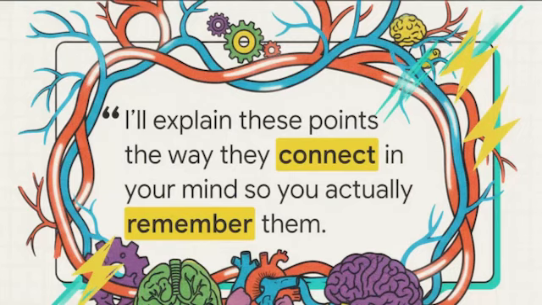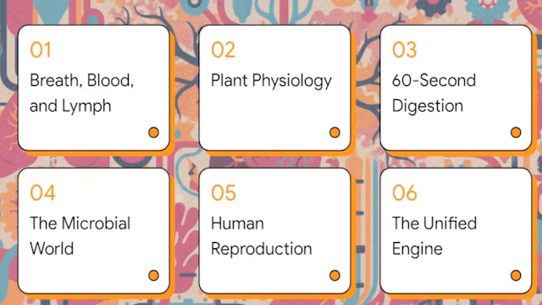We are embarking on a power-packed, one-shot journey through the absolute most critical systems of physiology. As our source material beautifully states, I'll explain these points the way they connect in your mind so you actually remember them. We're definitely going to be moving at lightning speed here, but don't worry, we're making sure every single piece clicks together perfectly. So, here's our roadmap for today. We're covering breath, blood, and lymph, plant physiology, a 60-second digestion challenge, the microbial world, human reproduction, and finally, the unified engine. Let's get right to it.